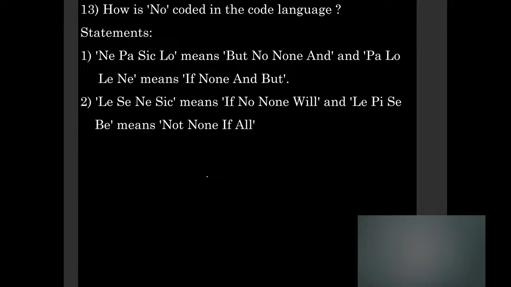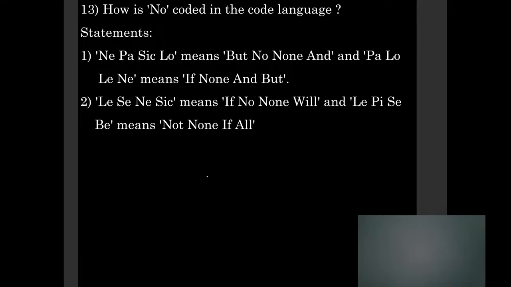Okay, next one. This comes under the data sufficiency topic, but in this also coding decoding can be included. We have the last 3 questions. So till now we solved 4 questions in coding decoding. 13th one. We should find what is the code for no, based on the given statements.